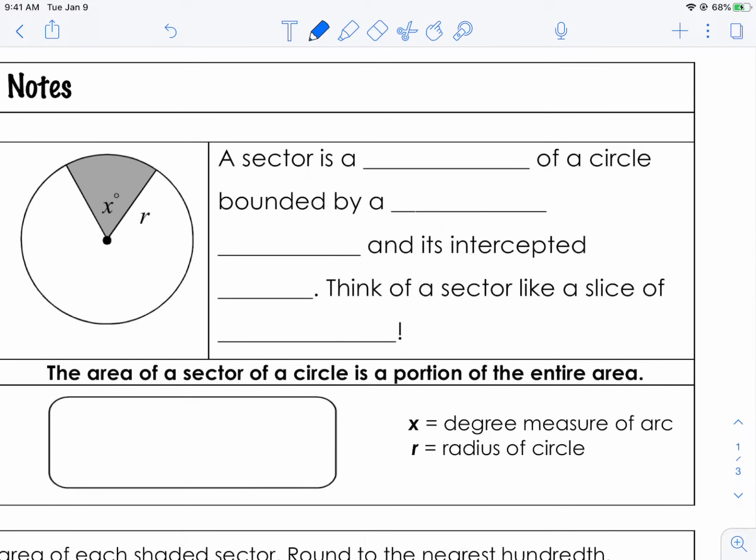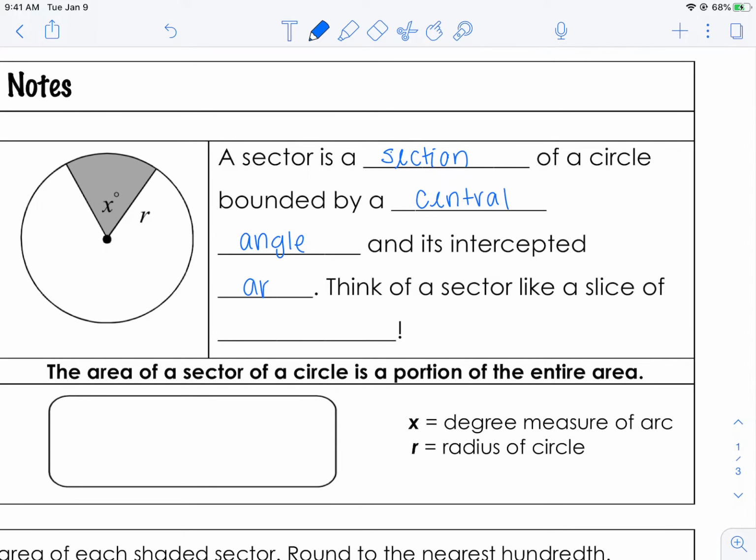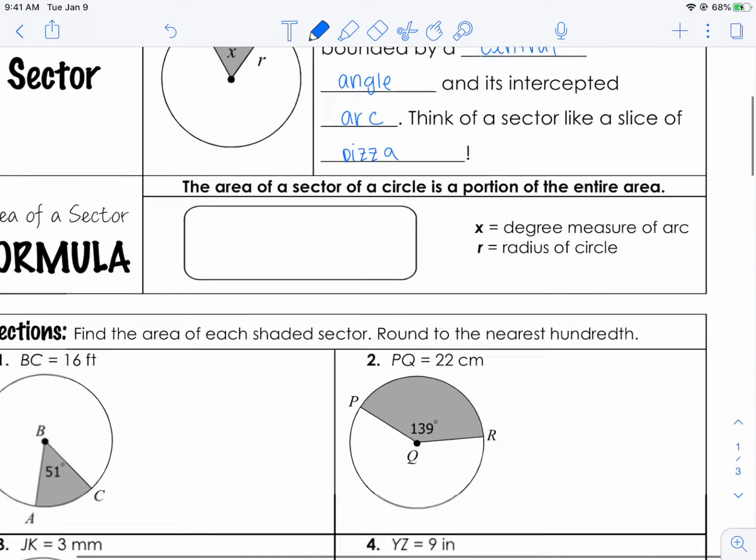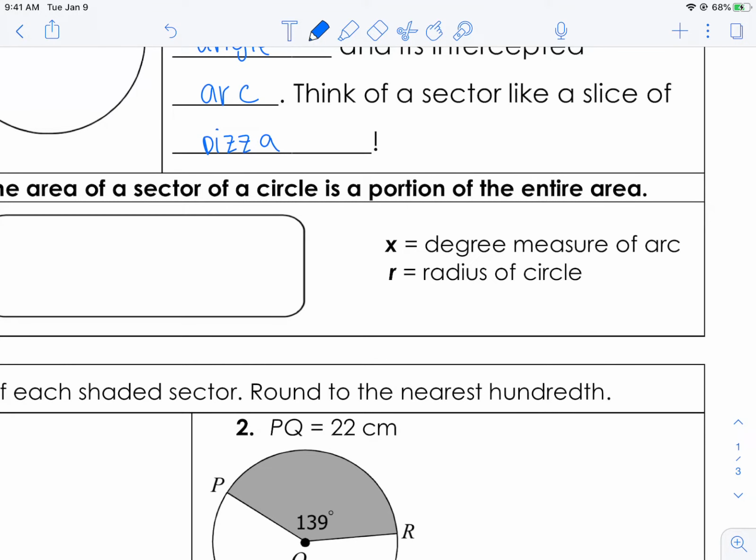A sector is a section of a circle bounded by a central angle. Okay, and if y'all remember, a central angle just goes to the center, and its intercepted arc. Okay, think of a sector like a slice of pie, slice of pizza, whatever. Okay, the formula to find the area of a sector.